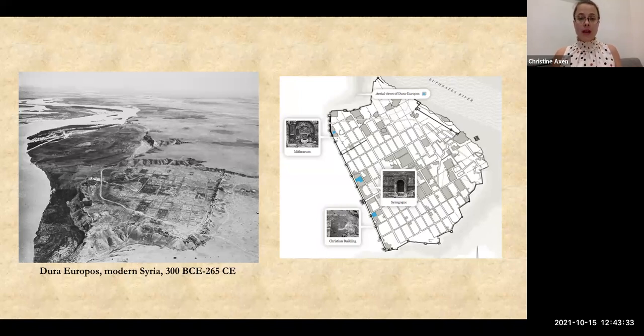But before leaving, the people of Dura Europos actually filled in the synagogue with dirt and gravel and stuff like that to create a bulwark against the advancing Persians, or so historians say. So you can see here it being right on the wall to sort of fortify even further.